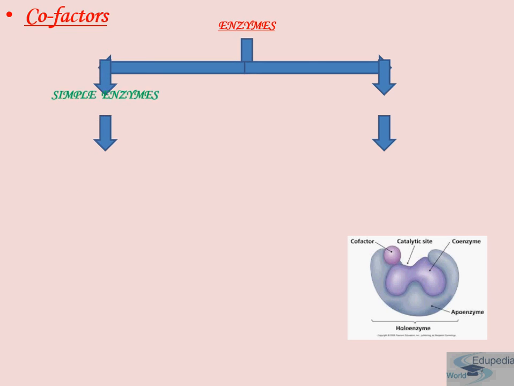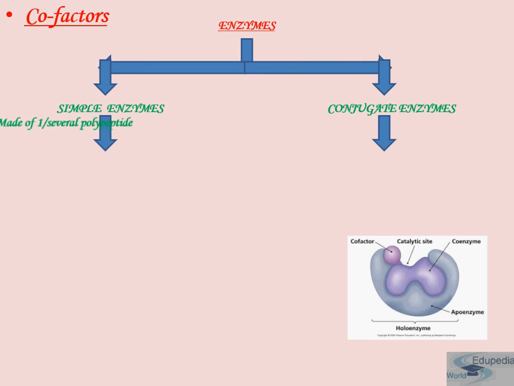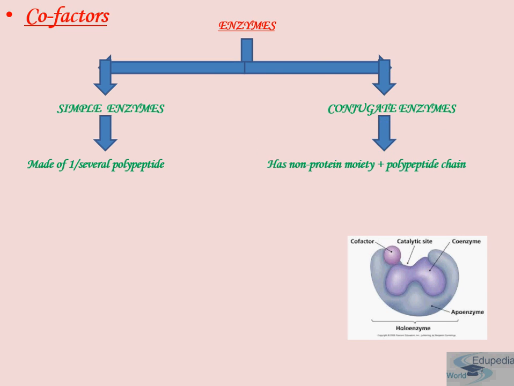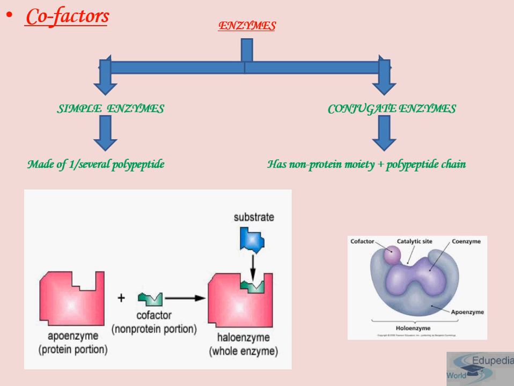So enzymes are of two types, simple and conjugate enzymes. Simple enzymes are made up of one or several polypeptides, whereas conjugate enzymes have a non-protein moiety with the polypeptide chain. So it is formed from the combination of a non-protein moiety and a polypeptide chain. Okay, this is the apoenzyme and this is the cofactor. This is the non-protein moiety and this is the protein portion. So when it gets bonded with the apoenzyme, it forms a holoenzyme, or that is known as the whole enzyme. This is the representation of a holoenzyme. This is the cofactor. This is the catalytic site, and this is the coenzyme which is bonded with the apoenzyme to form a holoenzyme in all.